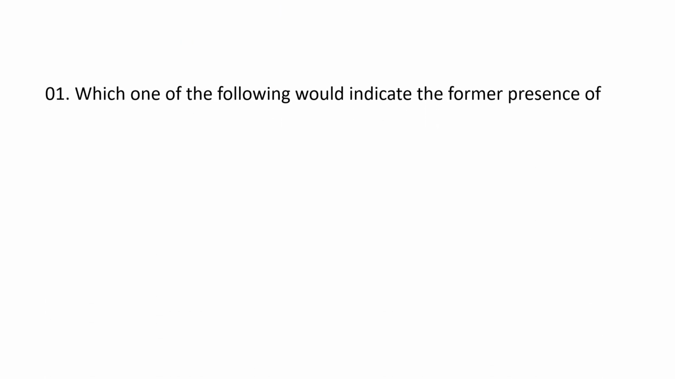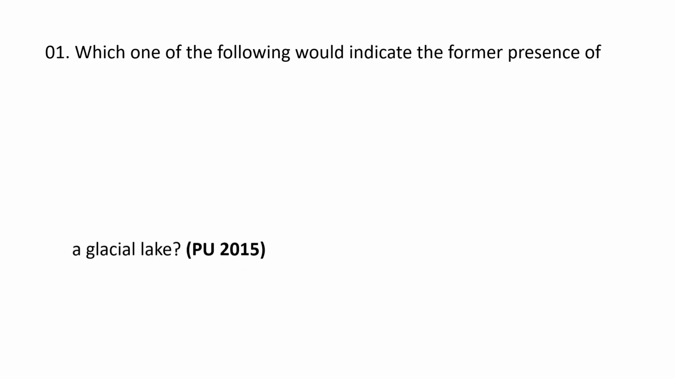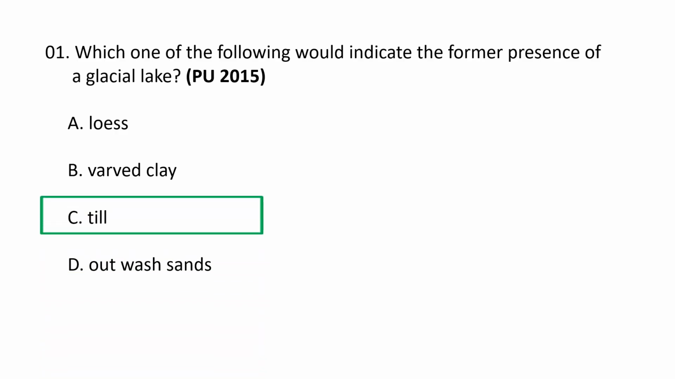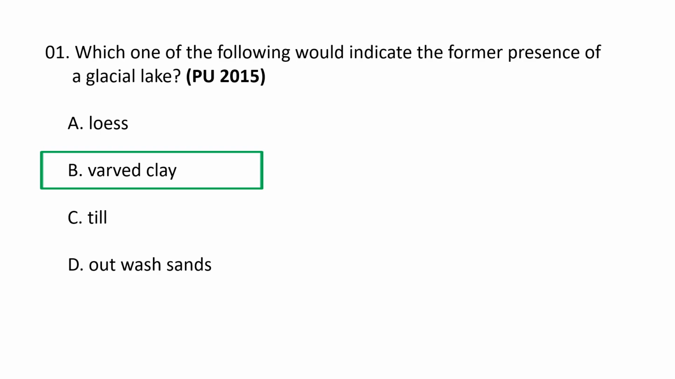Which one of the following would indicate the former presence of a glacial lake? The options are A. Loess, B. Varved clay, C. Till and D. Outwash sands. So the correct option is B. Varved clay. The presence of varved clay, that is annually laminated sediments, strongly indicates the former presence of glacial lakes or proglacial environments because the seasonal variations in sediment deposition are characteristic of these settings. So varved clay indicates the former presence of a glacial lake. B is the correct option.